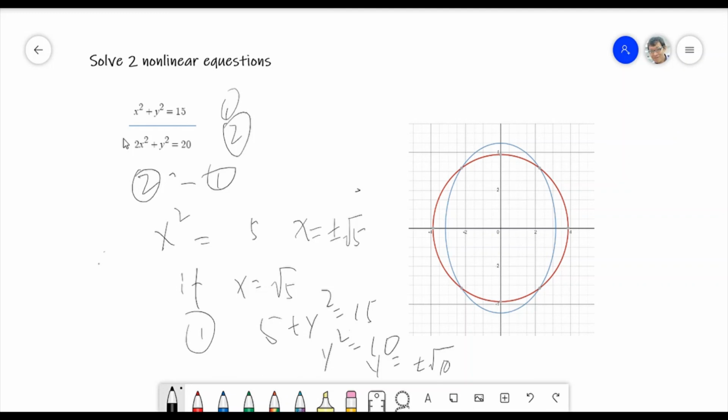So when x equals square root of 5, y equals plus or minus square root of 10. The same thing happens when x equals negative square root of 5, y equals plus or minus the square root of 10. So finally, we solve this nonlinear equation.